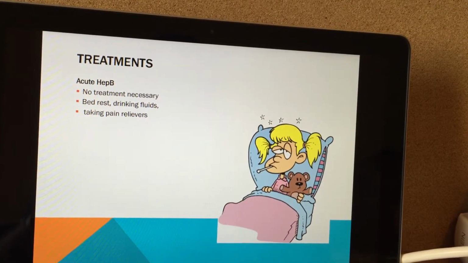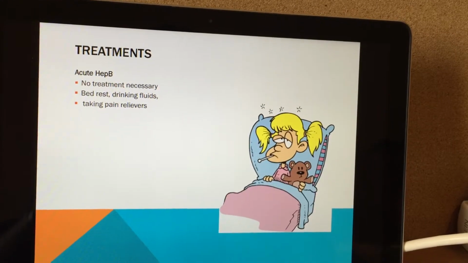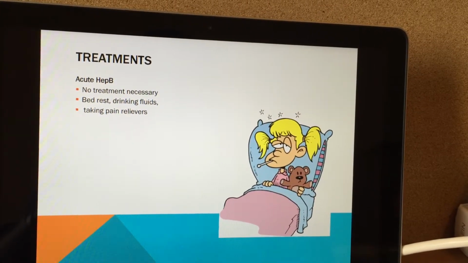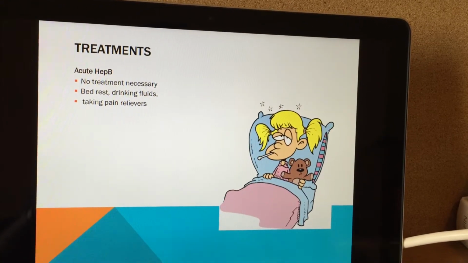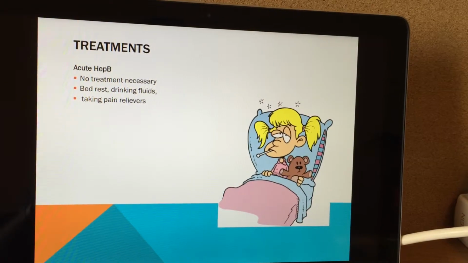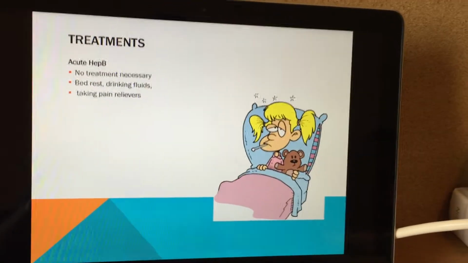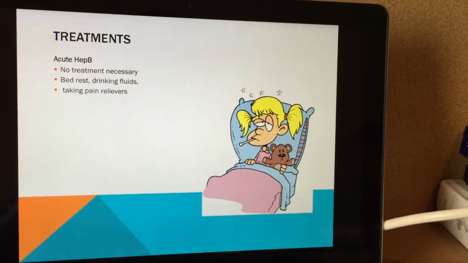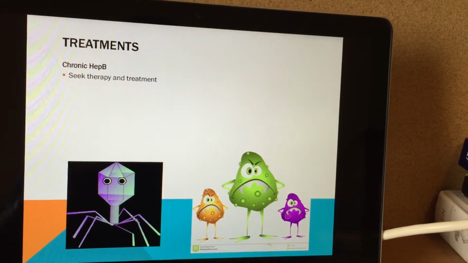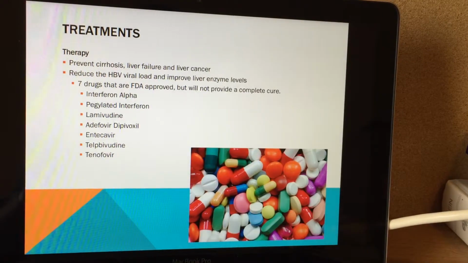And for treatment, if you develop the acute infection of hepatitis B, well, there is not much necessary. Just get plenty of rest and drink a lot of fluids and take a couple of pain relievers, and you should be good after a while. But for the chronic infection, treatment is necessary.